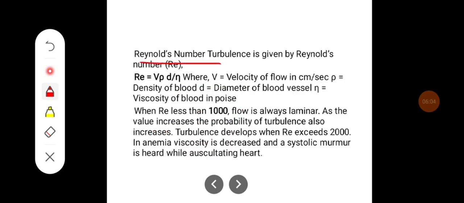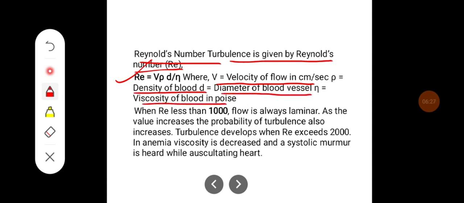Turbulence is given by the Reynolds number. Reynolds number is equal to V ρ d divided by μ, where V is the velocity of flow in centimeters per second, ρ is the density of the blood, d is the diameter of the blood vessel, and μ is the viscosity of the blood in poise.